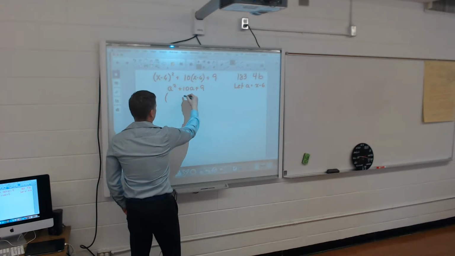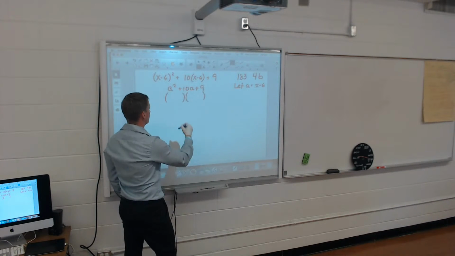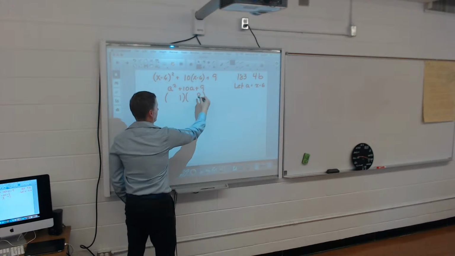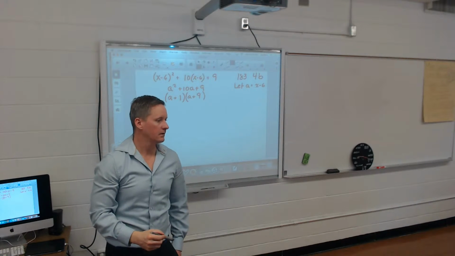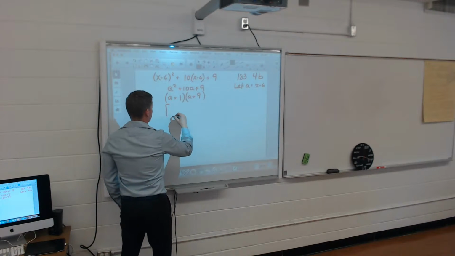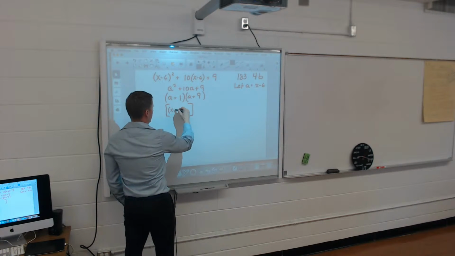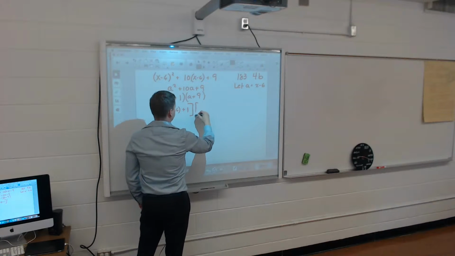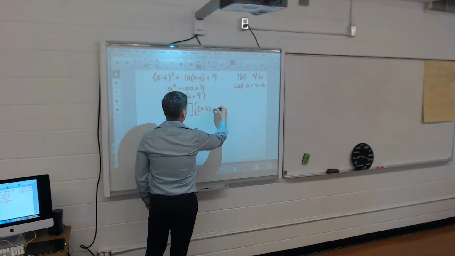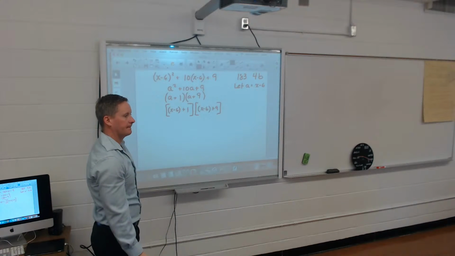So I've got to factor it, so 2 sets of brackets. What are my factors of a squared? a and a, right? So I have that there. And then I've already said a is equal to x minus 6, so I substitute that back in. So x minus 6 plus 1, x minus 6 plus 9. Okay? Any questions about it?